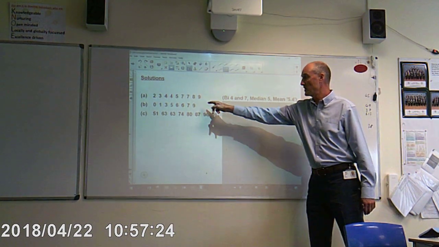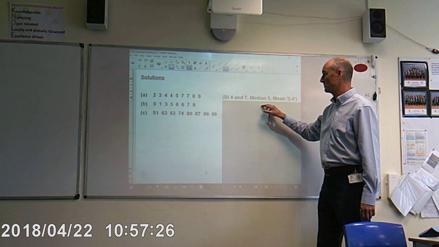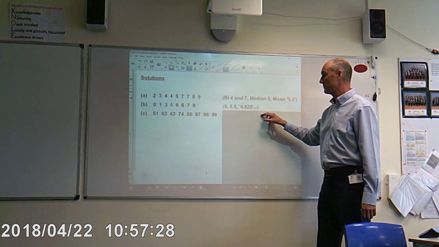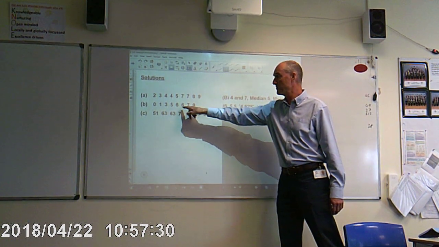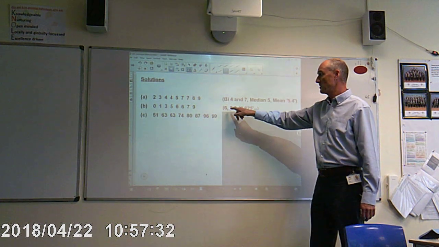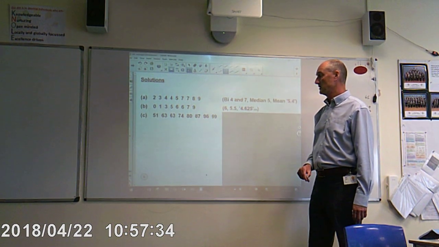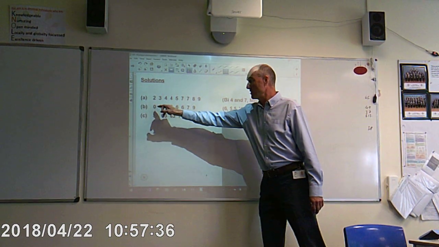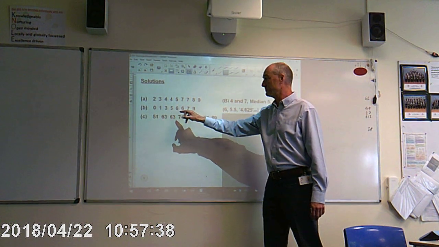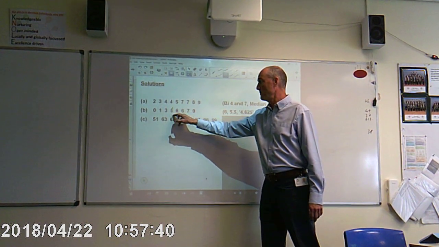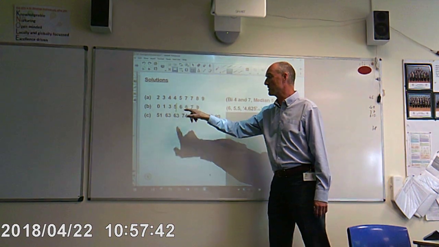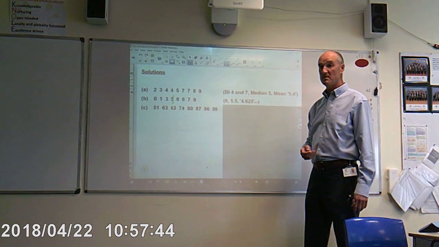The next example, again I've written them out in order for you. What number appears the most number of times? The number that appears the most number of times is 6. So that's your mode. What's the number that's in the middle? Well actually we've got 8 numbers here, so the middle is between the 5 and the 6. What's halfway between the 5 and the 6?